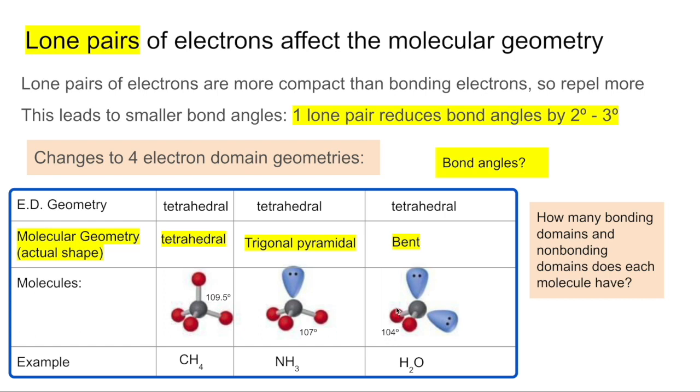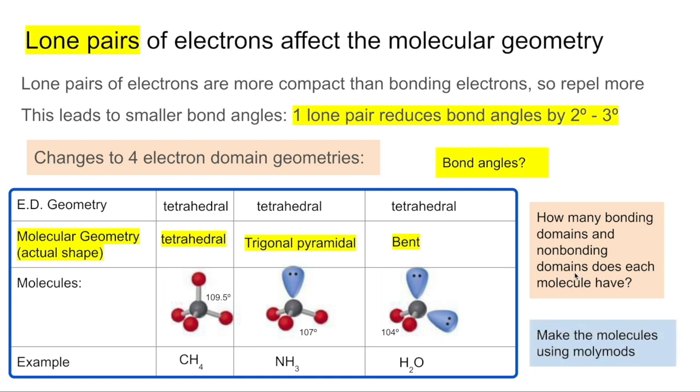It's 104 degrees, because each lone pair squeezes the bonds closer together, creating smaller bond angles by at least 2 to 3 degrees for each lone pair. That's gone down by about 5.5. So that's how you do it.